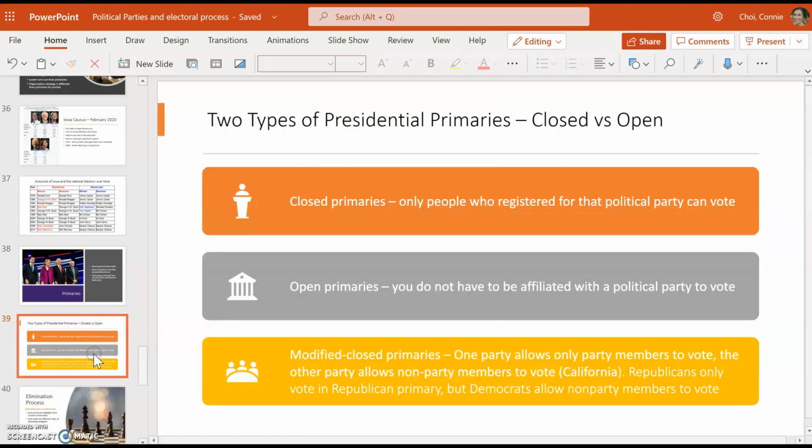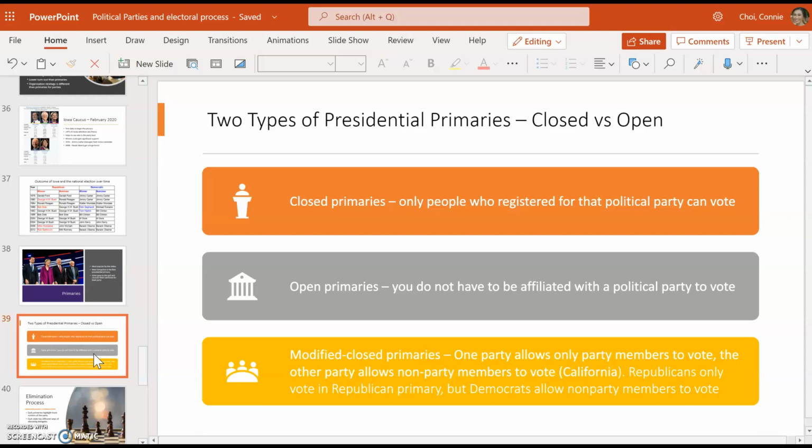So if we focus on California, which holds a primary, there are two types of primaries that we see in the states. There's a closed primary where only people who are registered for that particular political party can vote. Meaning you had to have registered to become a Republican, to be part of the Republican Party, to vote for the Republican primary, and vice versa. In open primaries, you don't have to register and declare yourself to be in any party affiliation, and you can just vote in those primaries. So those are open. Now, what does California have?